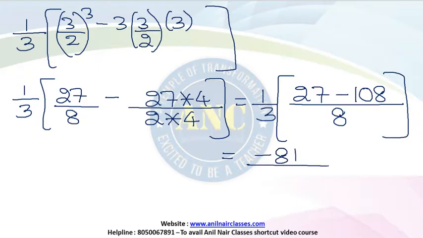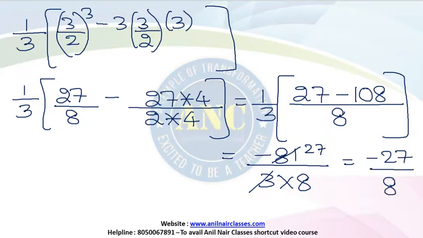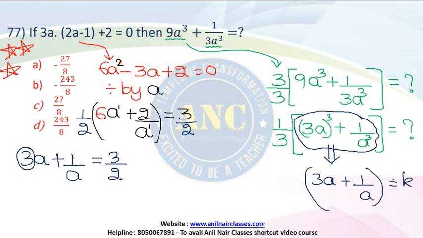Minus 81 divided by 3 times of 8. 3 into 1, 3 into 27. Your final answer for this question is minus 27 by 8. That means the answer is option A, which is minus 27 by 8. This is exactly how you need to solve these questions.